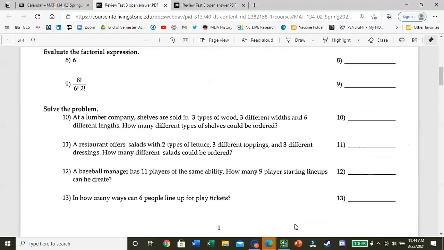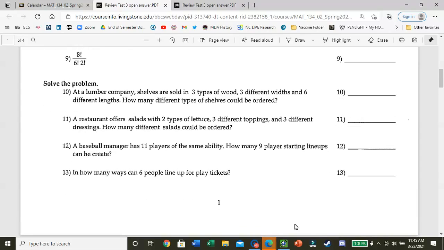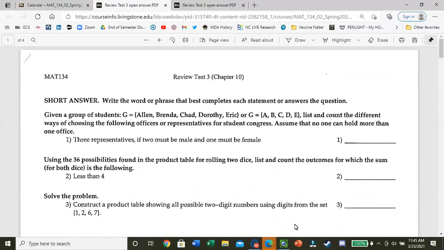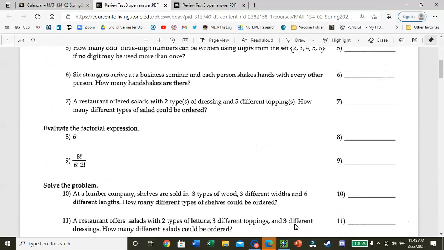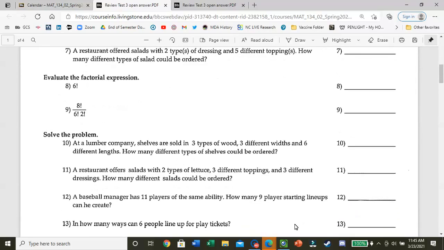Okay. 6 factorial. Any questions with that? How to get that on the calculator? All right, and 9, that one's similar to one we just did up earlier, on the previous midterm.